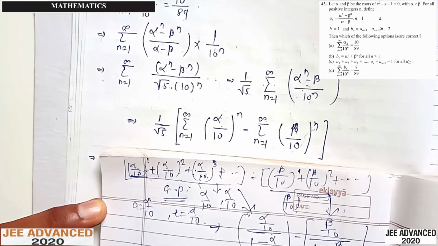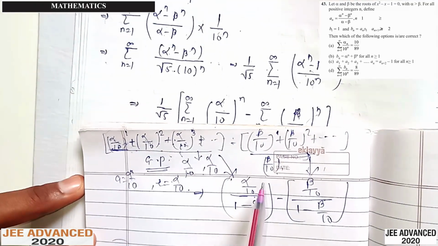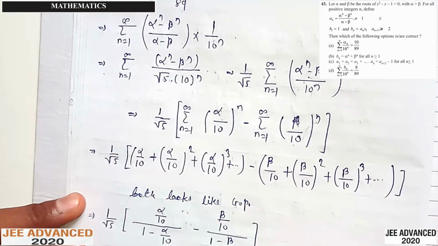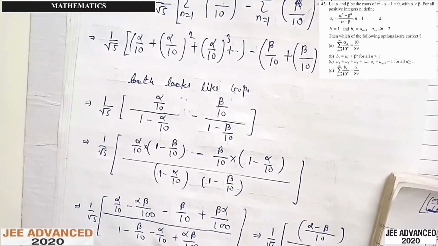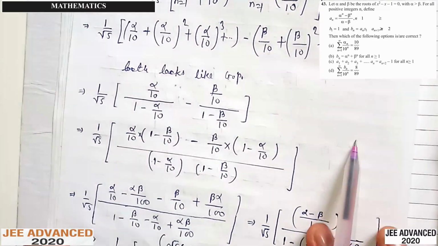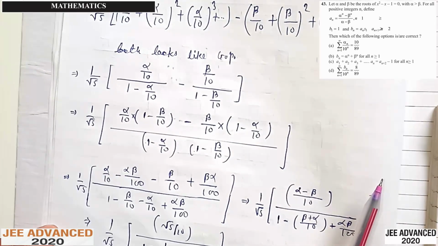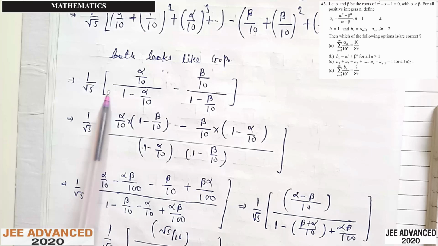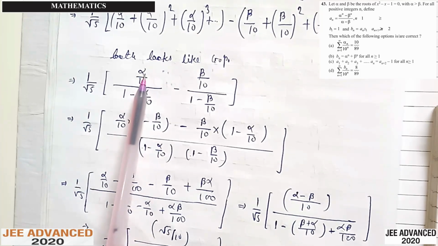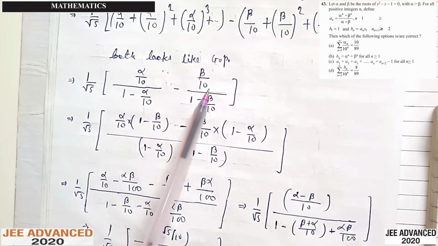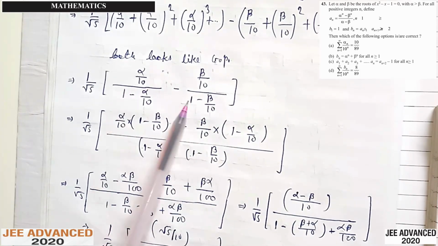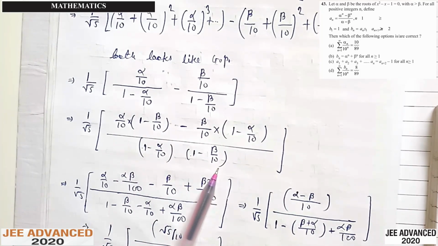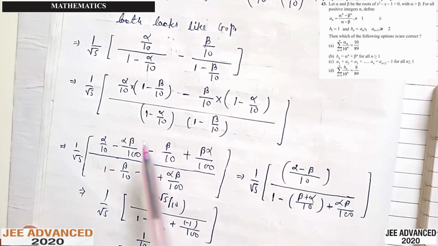I hope you have all understood how I applied geometric progression to these two series. It is easy to apply, nothing is difficult there, if you are familiar with the progression chapter. So AP and GP are useful here. 1 by root 5 stays as it is. The sum is alpha by 10 upon 1 minus alpha by 10, minus beta by 10 upon 1 minus beta by 10. Just go for the cross multiplication and multiply the denominators as I did. You can do it on your own, it's just the calculation part.